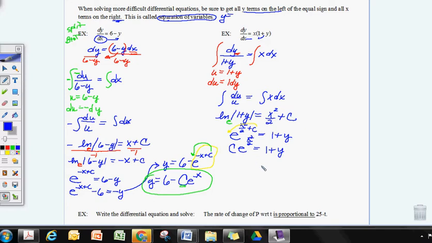Or my y would equal c e raised to the x squared over 2, subtract 1 power. My y value, notice how I'm always putting my y on the left side when I'm done, equals c e raised to the x squared power over 2, subtract 1. And that would be my solution.